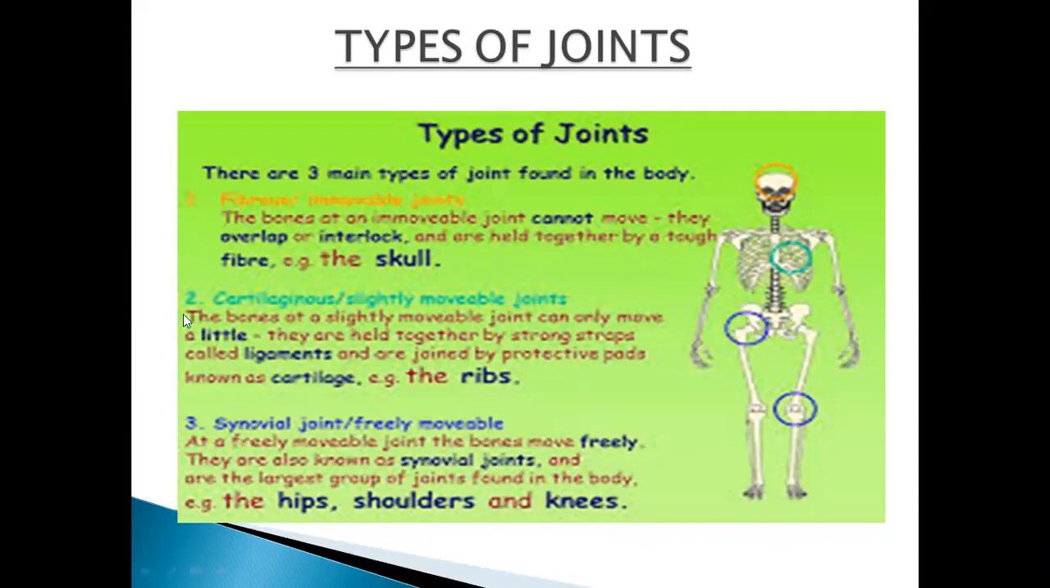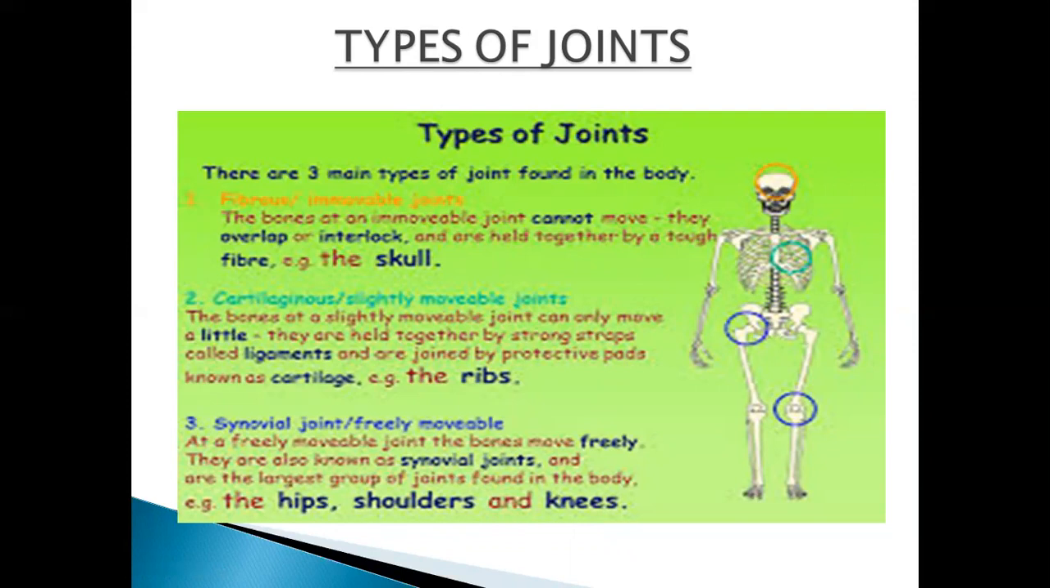The three main types of joints are given here. First one is the fibrous, the second one is the cartilaginous, and the third one is the synovial joint. You have already discussed them in your class 10th biology, but here we are revising them again. The first one is the immovable joint, also known as the fibrous joint. It is highlighted by this orange circle, like the skull part. You can see the skull bones are totally immovable. They cannot freely move.